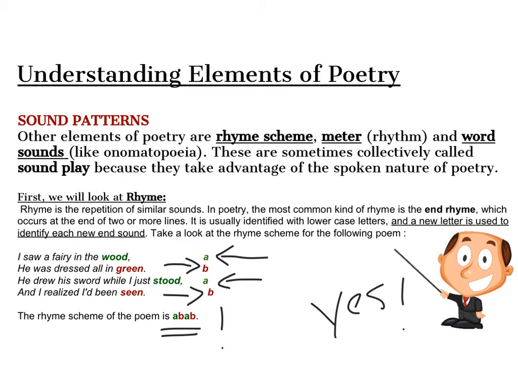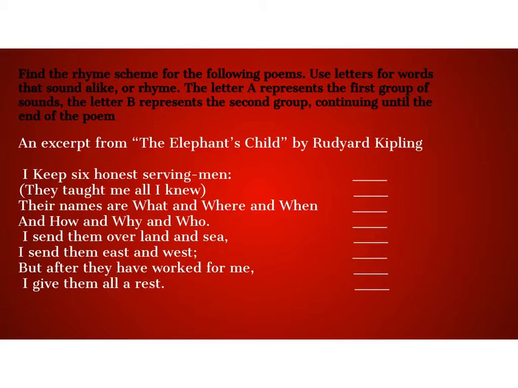Okay? As we continue looking at poetry, we're going to consider and think about how these rhyme schemes help us when we read a poem. Okay, I'm going to read you this excerpt from The Elephant's Child by Rudyard Kipling, and as I read it, I want you to think about this question. Does this excerpt have a rhyme scheme? Follow along.